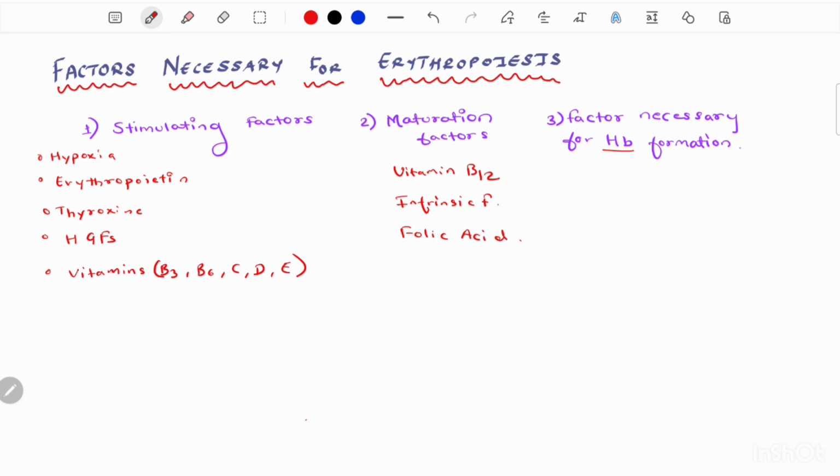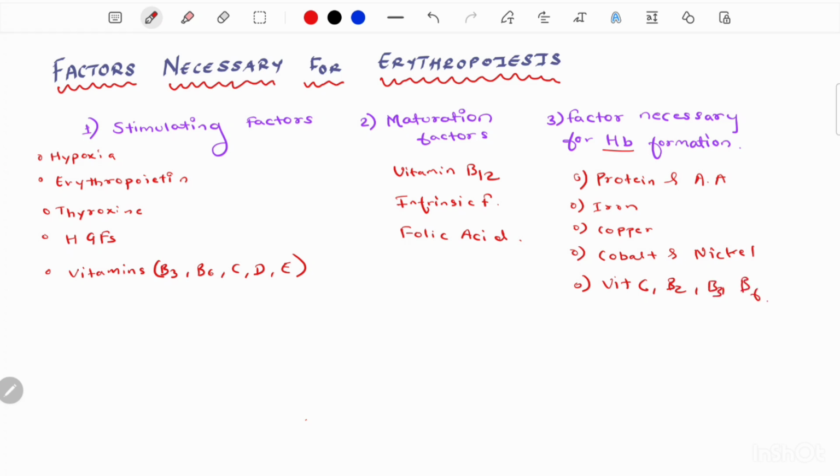Factors necessary for hemoglobin formation. First we have protein and amino acids. Second we have iron, very much important for forming hemoglobin. Then we have copper, cobalt, and nickel. And we have vitamins: vitamin C, B2, B3, and vitamin B6. So these are the various factors.